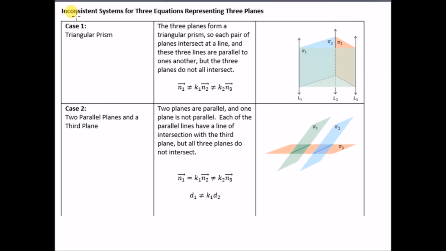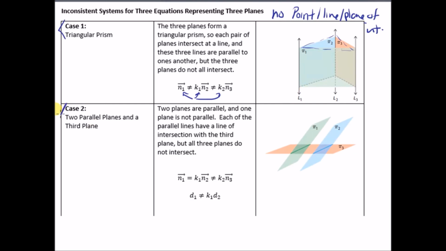What we're going to do now is talk about inconsistent systems, for three equations representing three planes. So all this means is that there's no point or line or plane of intersection. Okay, so case one, we can get a triangular prism. None of the normals are scalar multiples of one another, and if we drew the three planes, they would form a triangular prism. So each pair of the planes intersect, plane 1 and 2, 2 and 3, and 1 and 3, but all of the planes do not intersect one another.